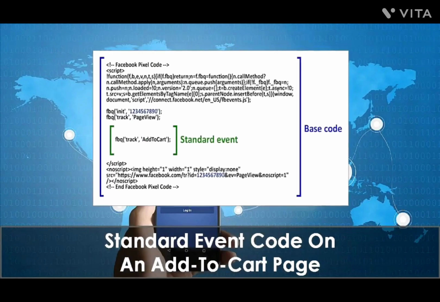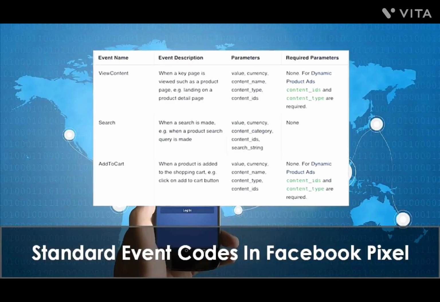Lastly, in your Facebook Pixel code, above the closing script tag, paste the standard event code that is relevant to your page, for example, the Add to Cart button. It's necessary to go through this process for every page if you want to track your Add to Cart as an example. There are various standard event codes available in Facebook Pixel for you to track, and each event code represents a specific action. Event codes allow you to see the total number of audience that goes through your funnel and the list of actions that they take.